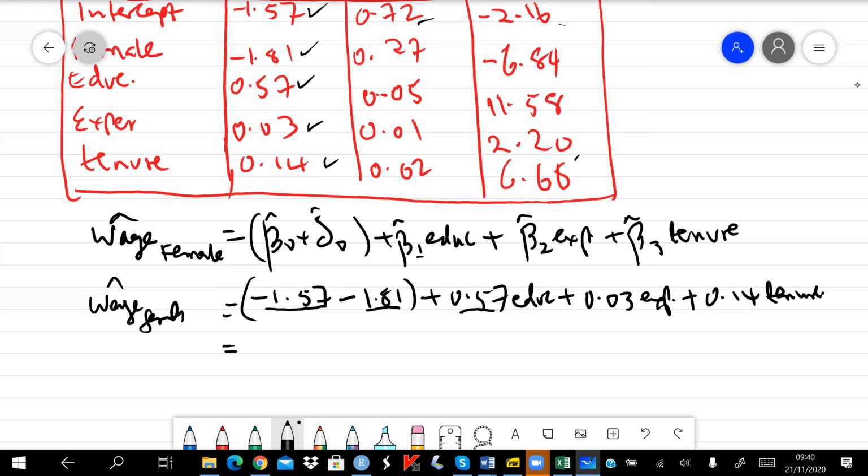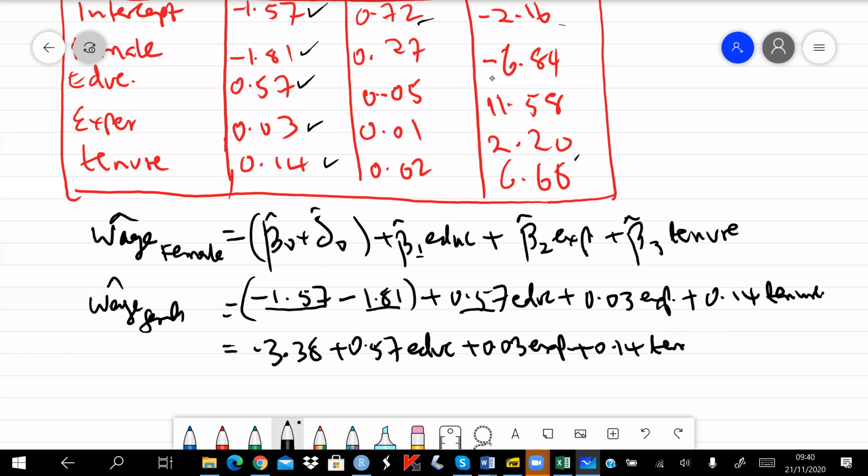So this is the same as minus 3.38 plus 0.57 education plus 0.03 experience plus 0.14 of the tenure. So that's the model of estimating or predicting wage for the females.